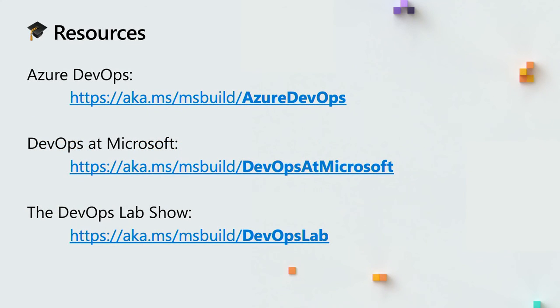A few resources as well. There is Azure DevOps itself on docs.microsoft. DevOps at Microsoft is an awesome resource, and it covers a lot of how we do it at Microsoft and the lessons that we've learned over the last 10 or 12 years. And we deploy 80-something thousands of times to Azure every single day using Azure DevOps. So that's really useful as well. And then I also have a Channel 9 show if you're interested in me talking to smarter people about solving problems as well, called the DevOps Lab.